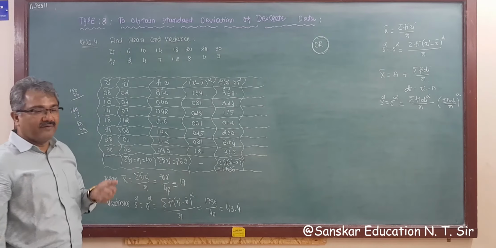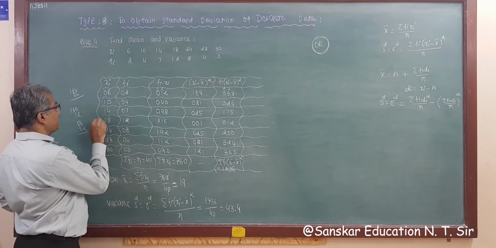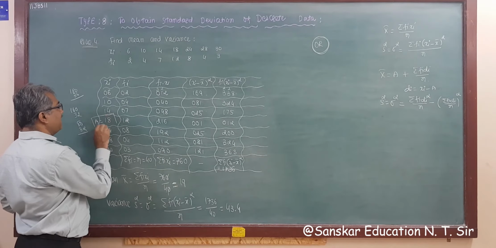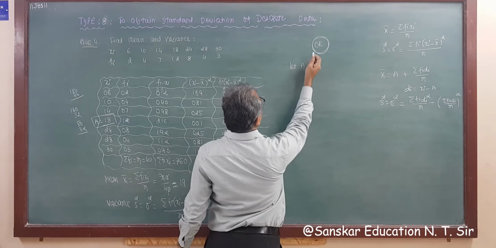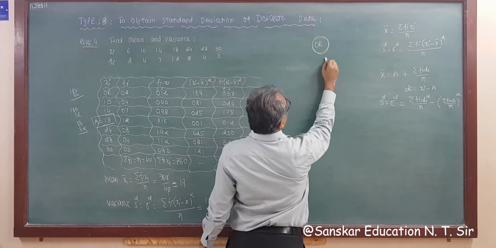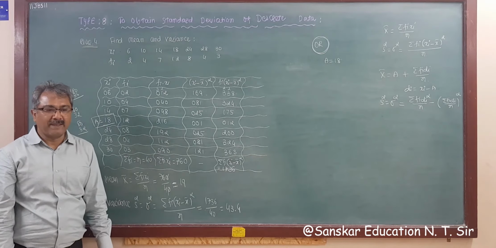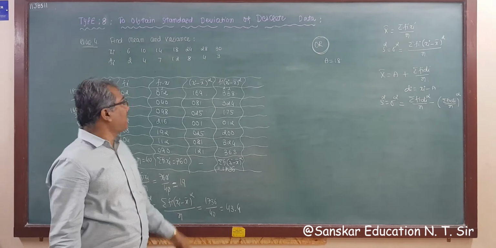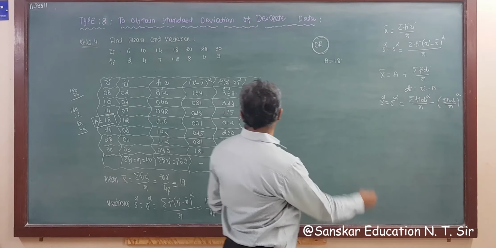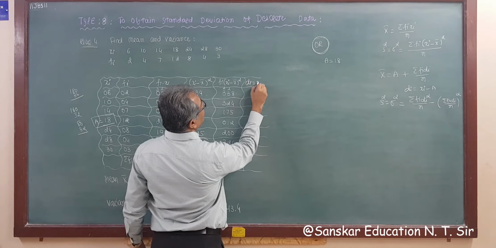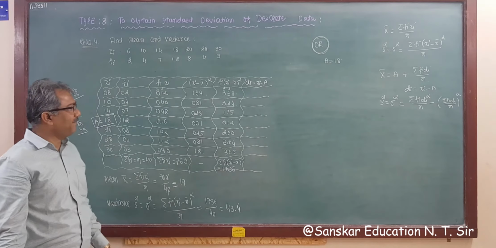So we have to assume a mean, from xi. So suppose a is equal to 80 is your assumed mean. Let capital A be 80. That is our assumed mean. Now what do we require? fi is already here. So we require di, and di is xi minus a.